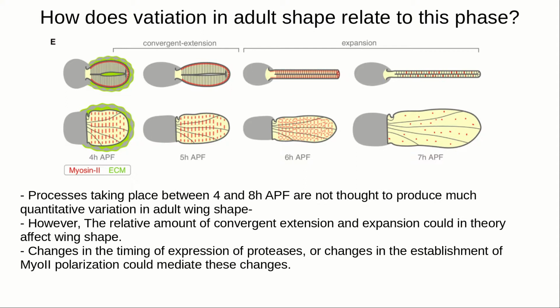However, it is possible, or it is plausible, that the relative amount or the relative time that wings spend elongating or expanding could affect the shape of the wing. So changes in the timing of expression of proteases, as well as changes in the establishment of Myo2 polarization, could possibly mediate these changes, so that wings would become more or less elongated, or even more or less big, if this timing is altered.